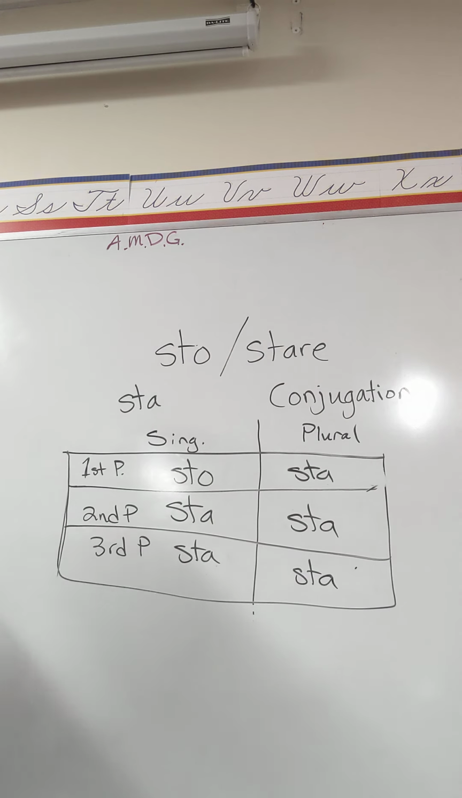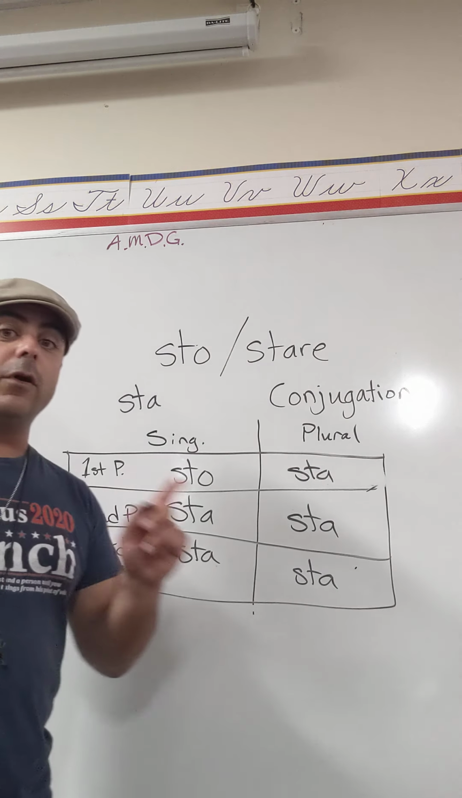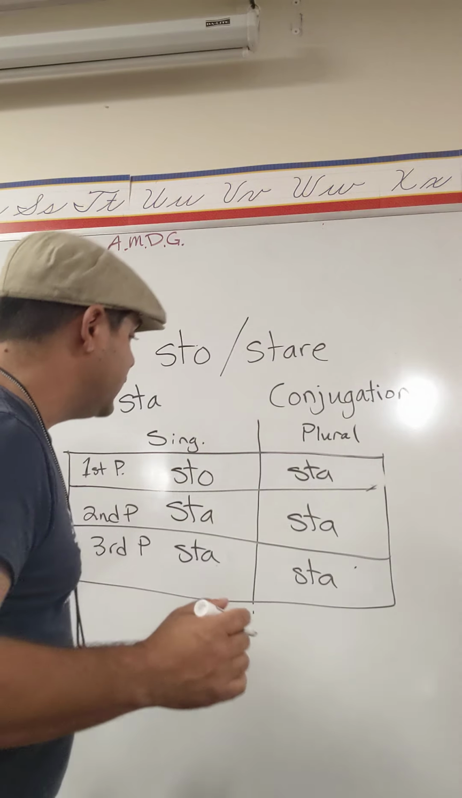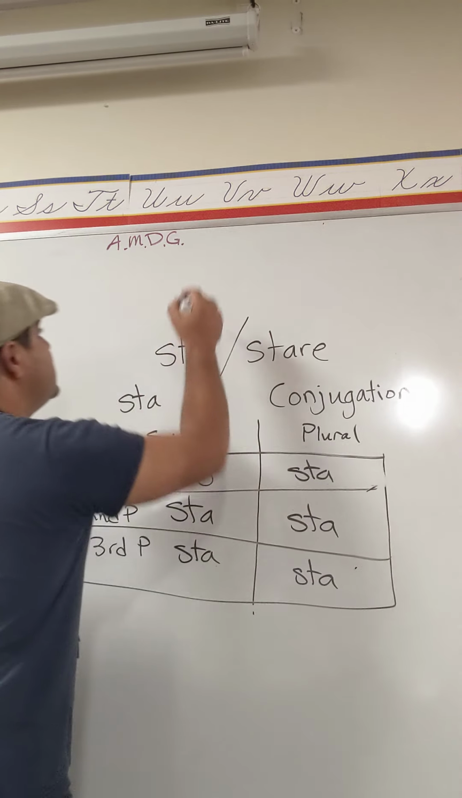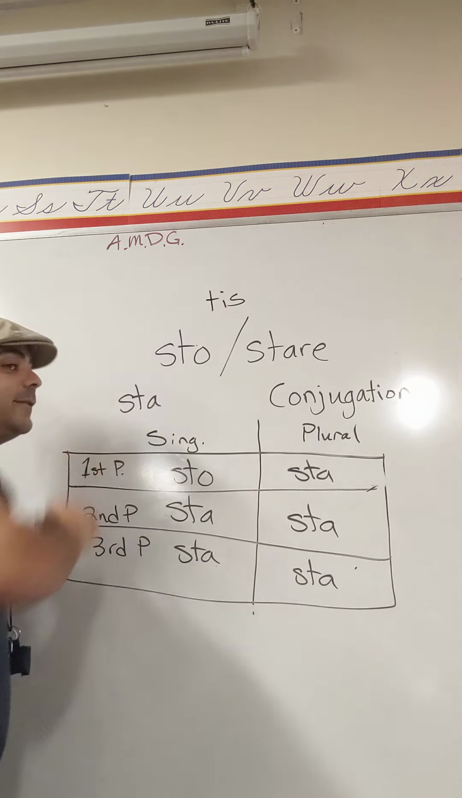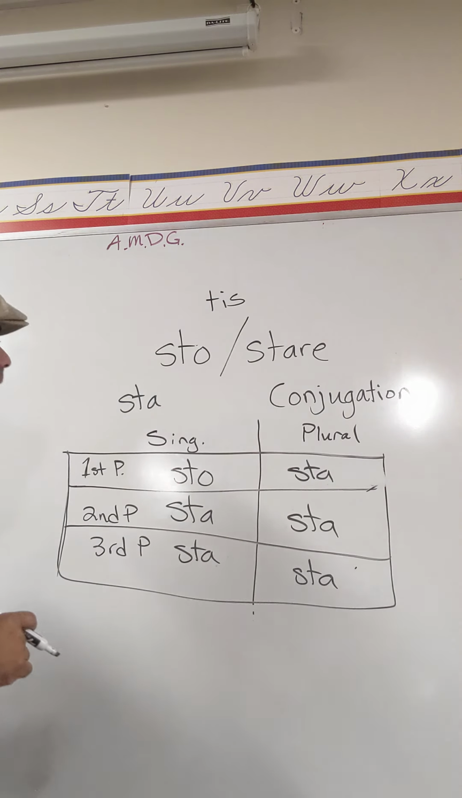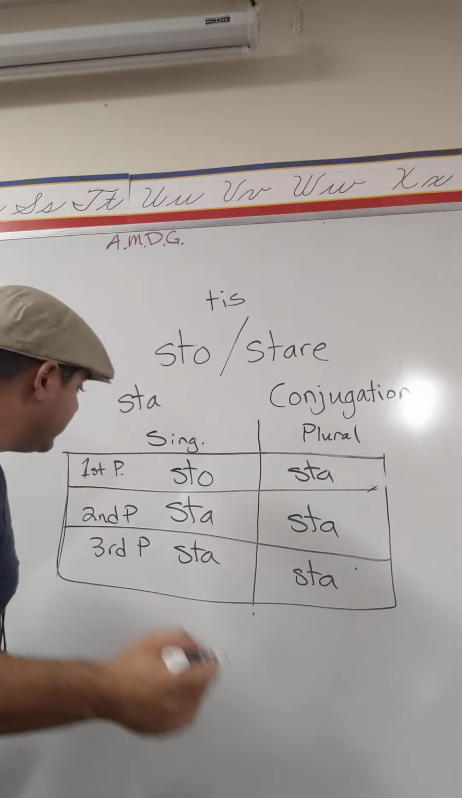Then you put the personal endings. Okay, and again, the endings are o, s, t, mus, tis, nt. And by the way, T-I-S, we would pronounce "tis" as "sis" in Latin. We don't say "tis." Why? Because that's the way it's pronounced.